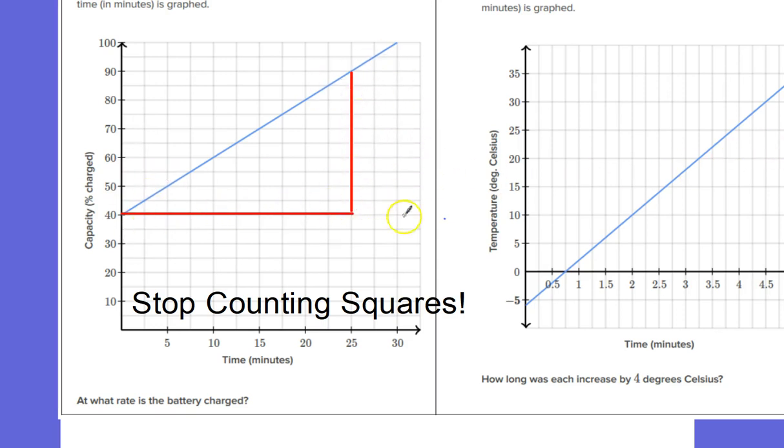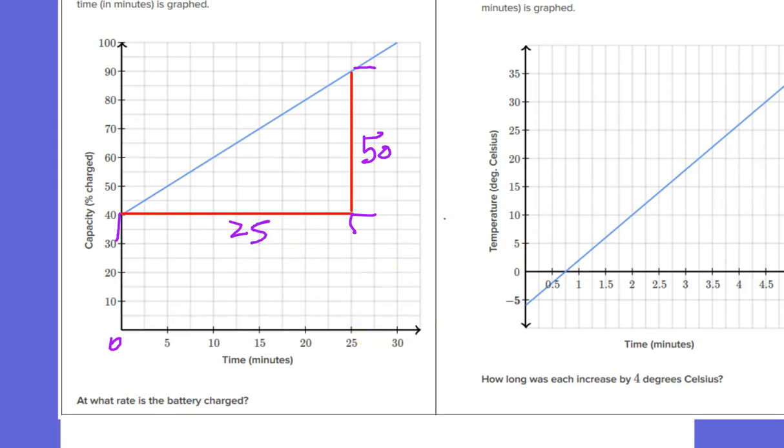What am I going to do? I'm going to look at the numbers instead. So from here to here, it goes from 40% charge to 90% charge. That means it charged by 50%. And then how long did that take? It went from here over to here, from 0 to 25. Well, that's 25. And now that I've stopped counting the squares, I can get rid of that. And so let's go ahead and do the rise over the run. 50 over 25 is, of course, 2. 2% per minute.